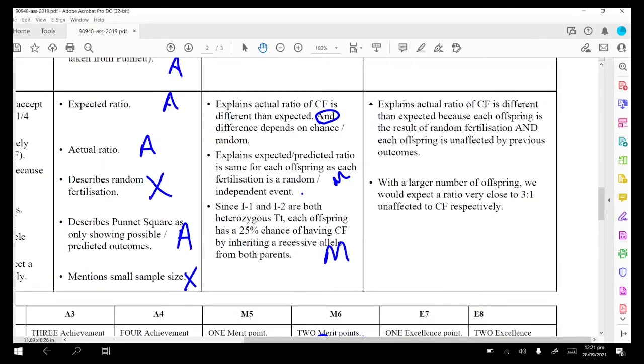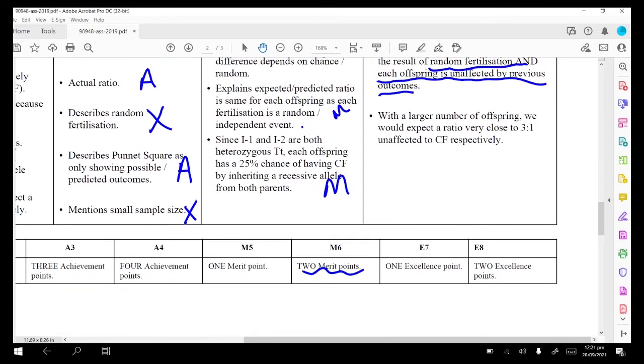So explains the actual ratio of cystic fibrosis is different than expected because each offspring is a result of random fertilization, and each offspring is unaffected by the previous outcomes. Please remember these words. With a larger number of offspring, we would expect a ratio very close to 3 to 1. So with increased numbers, if you were breeding rats or guinea pigs and you monitor all the offspring, eventually you will see a ratio that is closer to 3 to 1.